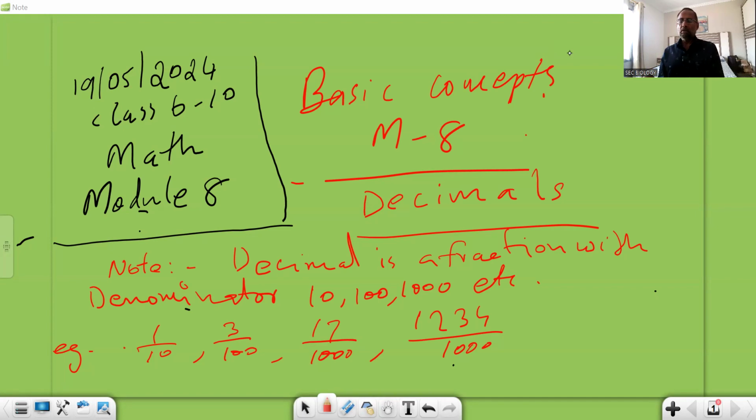Now listen, you can see the screen, basic concept. You can see the screen, I think so. Yes. Green screen. You can see the note in red color. Decimal is a fraction. We studied fractions with denominators 10, 100, 1000, 10,000, etc. Here are some examples.